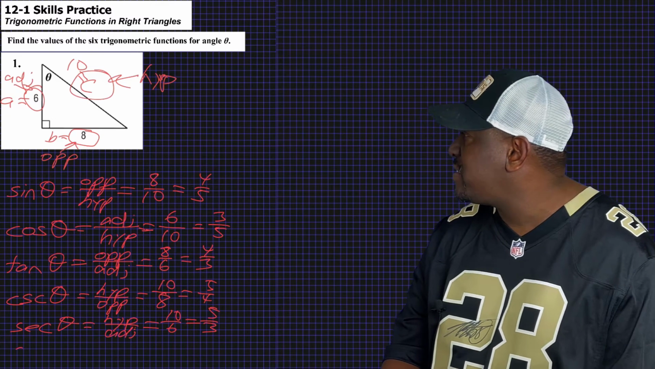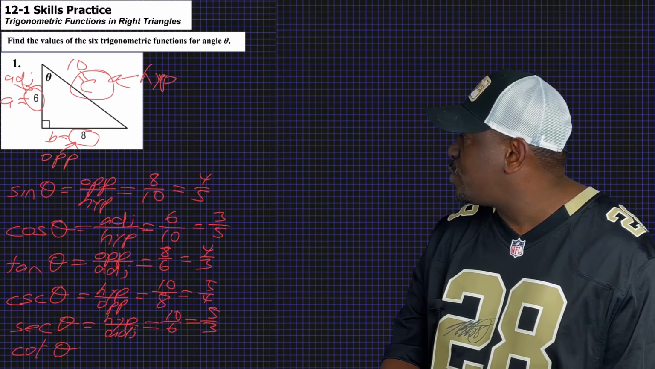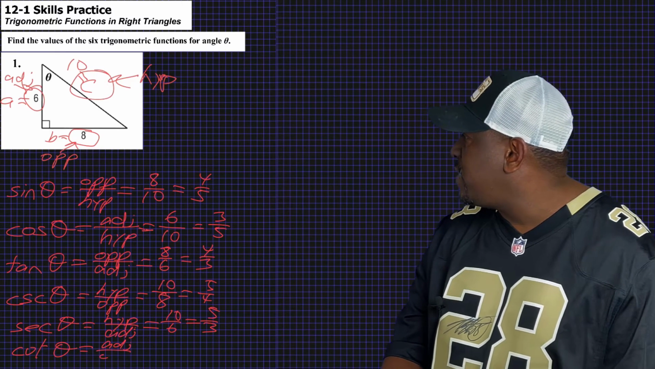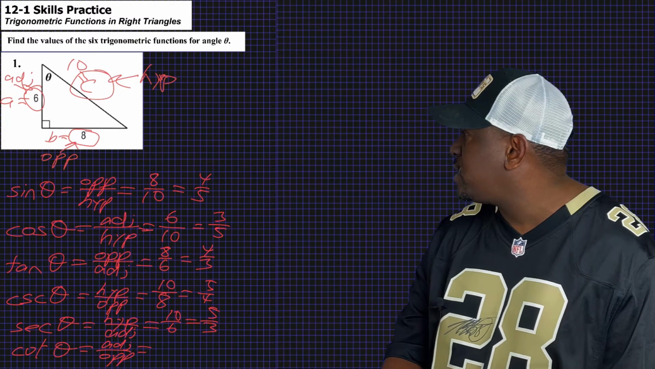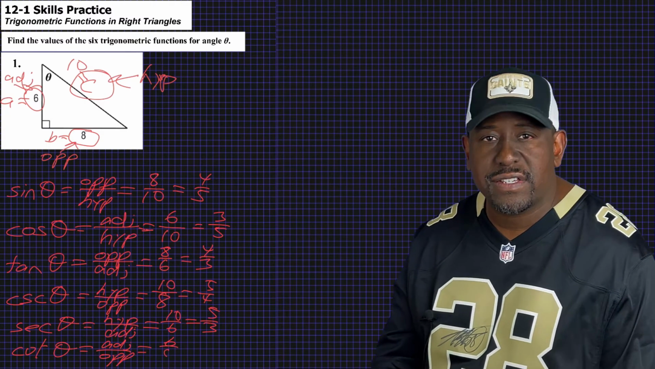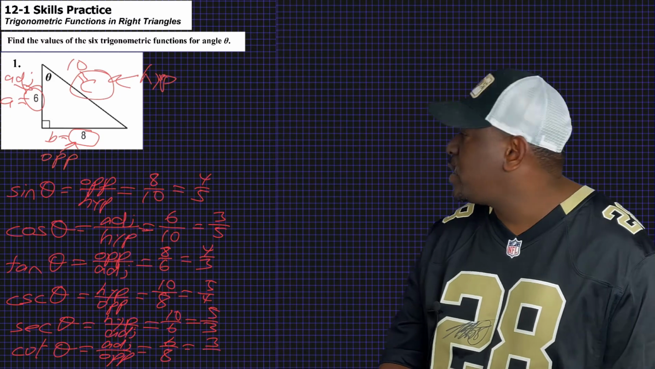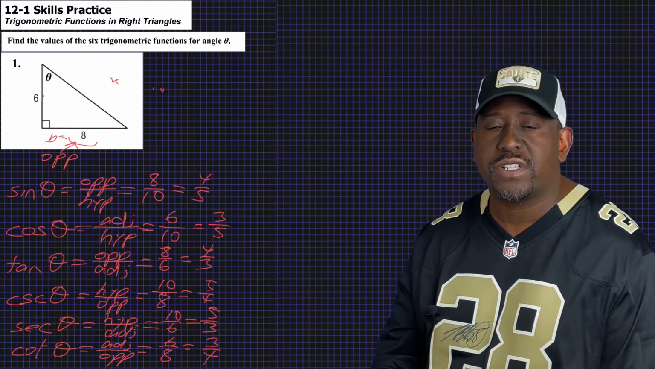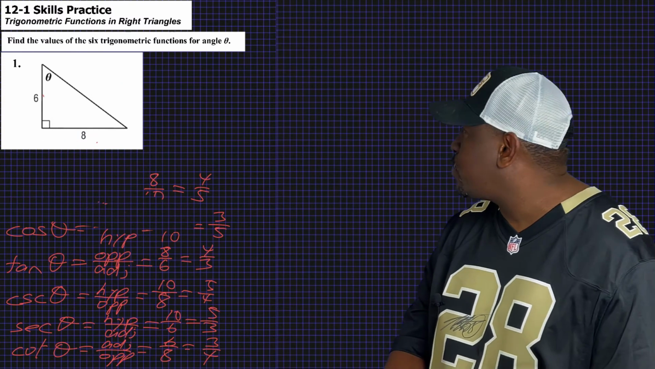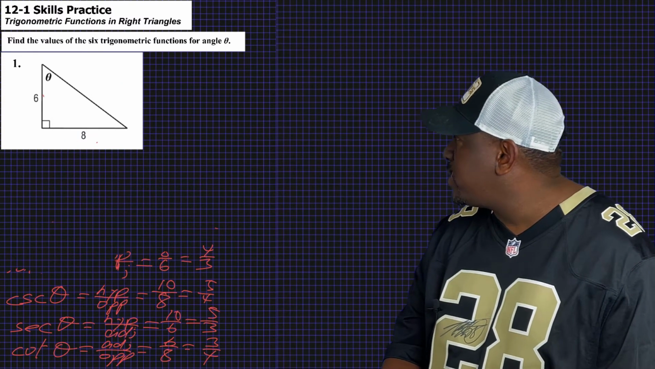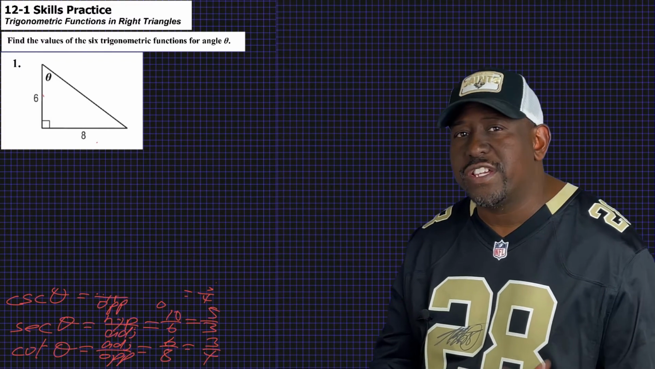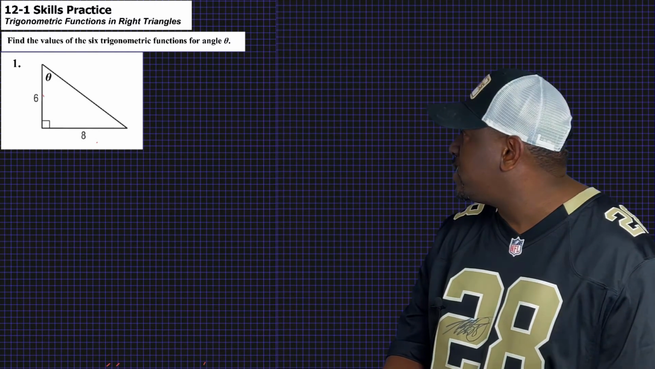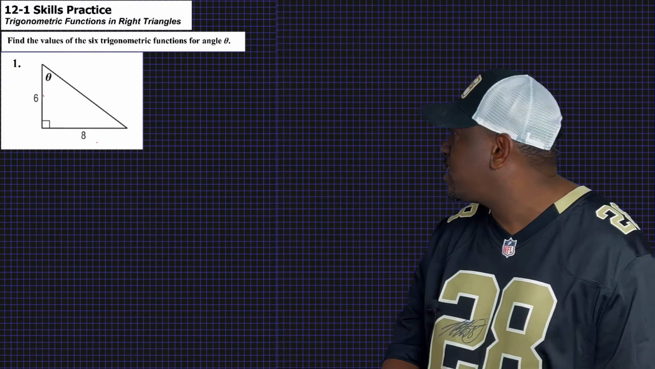And then our last reciprocal one is cotangent theta, which is the inverse of the tangent. That will give us adjacent over opposite, which is 6 over 8, and that reduces to 3/4. And so we have now found our 6 trigonometric functions for our angle theta for this problem. So we're done with number 1. Again, the more you get used to it, the easier it becomes. You always want to write the formulas down for each of the trigonometric functions that we deal with.